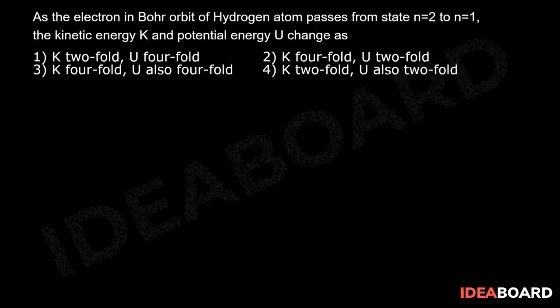As the electron in Bohr orbit of hydrogen atom passes from its energy state n is equal to 2 to n is equal to 1, the kinetic energy K and potential energy U change as. Now we know that energy E is given by K plus U, where K is kinetic energy and U is potential energy.